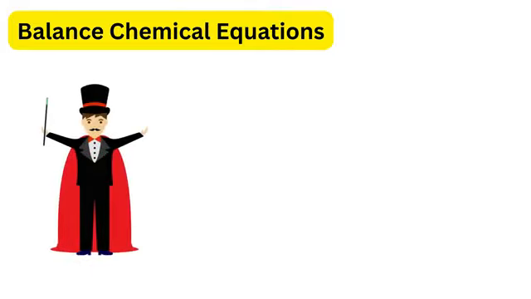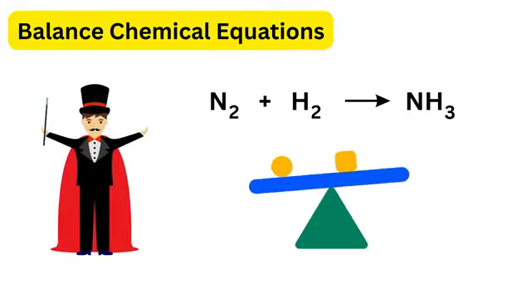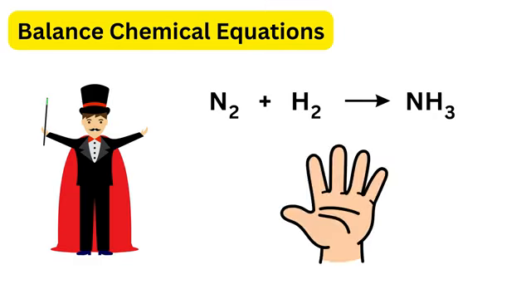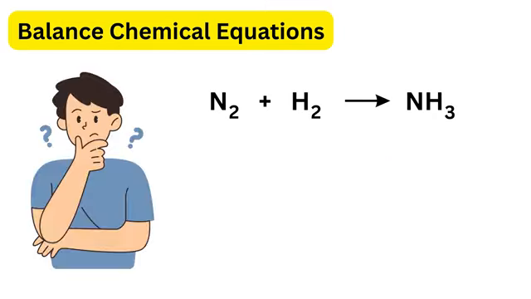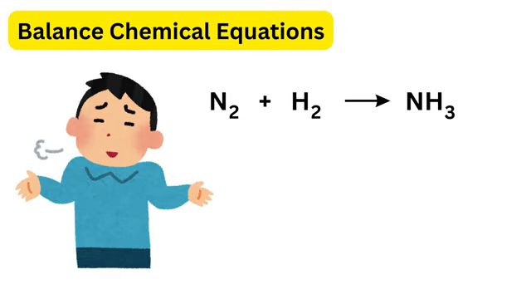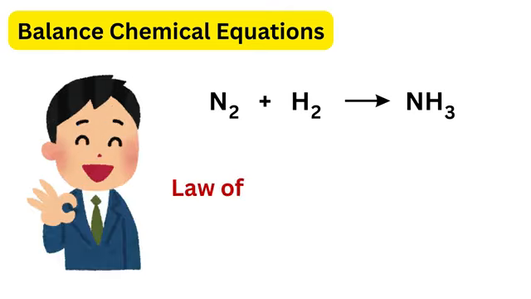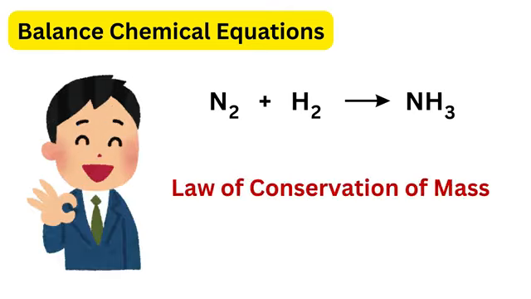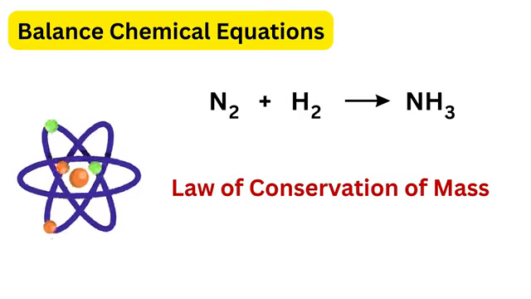Today, I will be sharing with you a simple trick to easily balance chemical equations by looking at 5 different problems. By the way, why do we balance chemical equations? The answer is not to score marks in exams, that is one thing, but the main reason is to follow the law of conservation of mass, which states that matter cannot be created or destroyed.